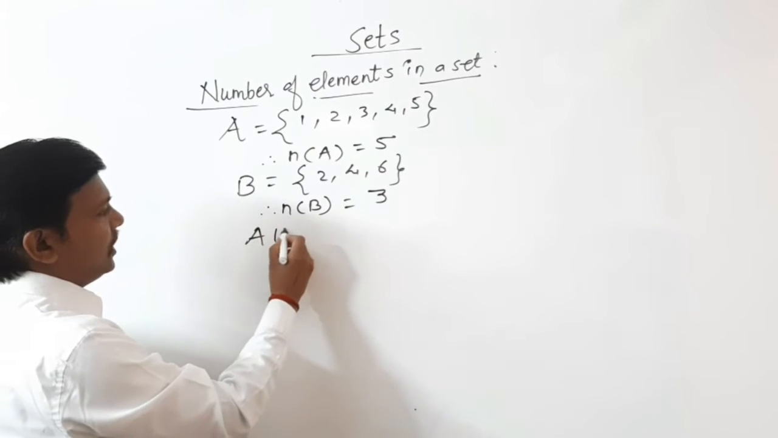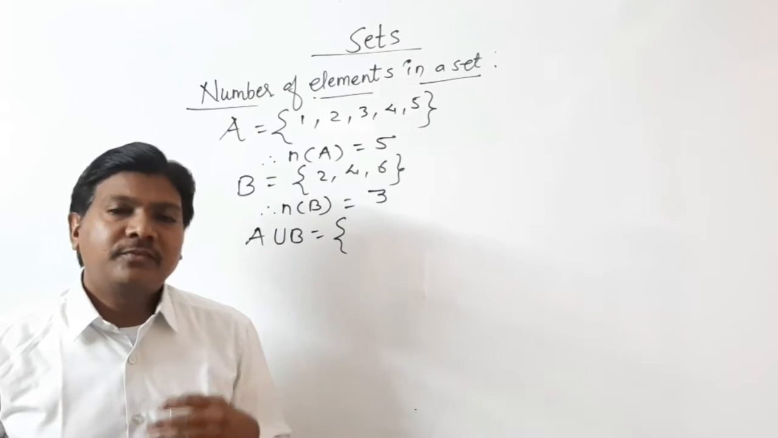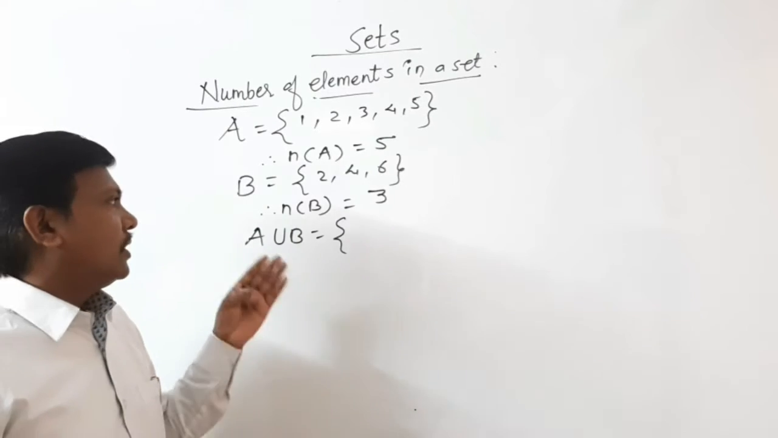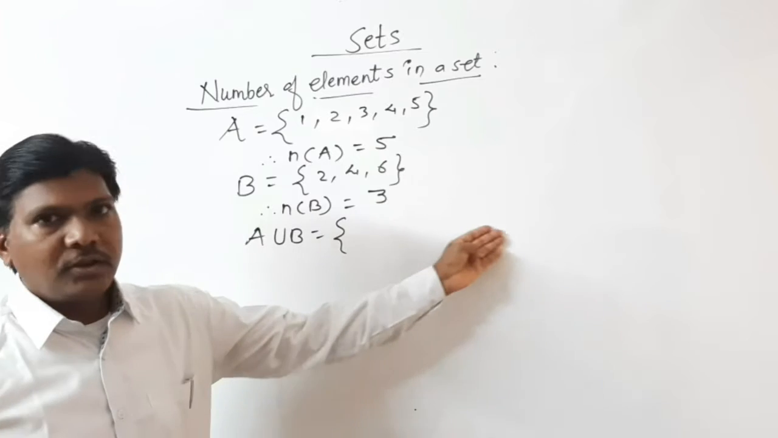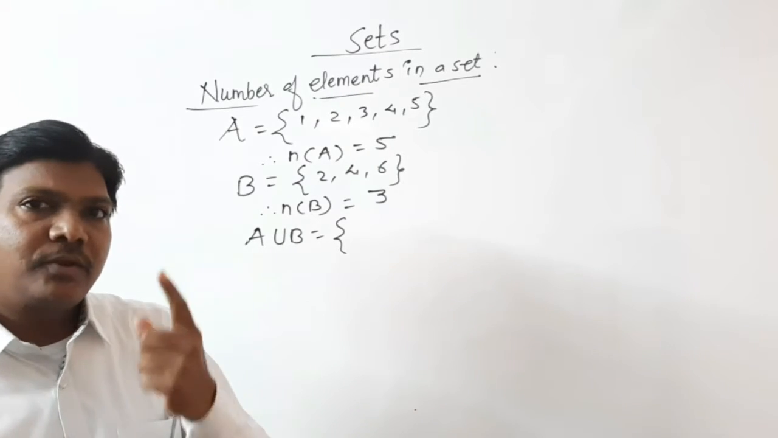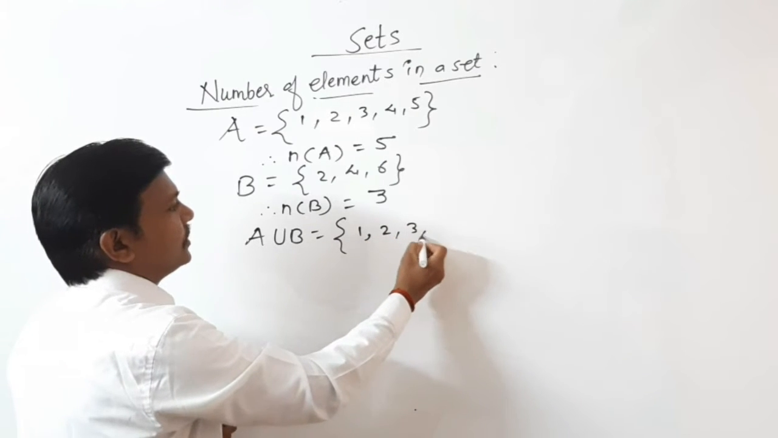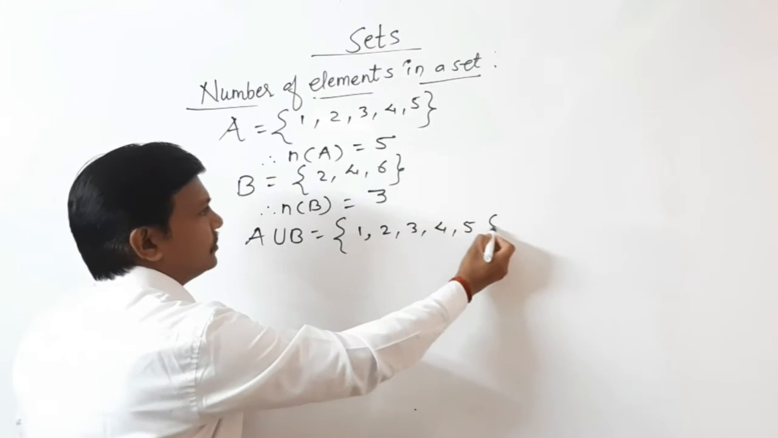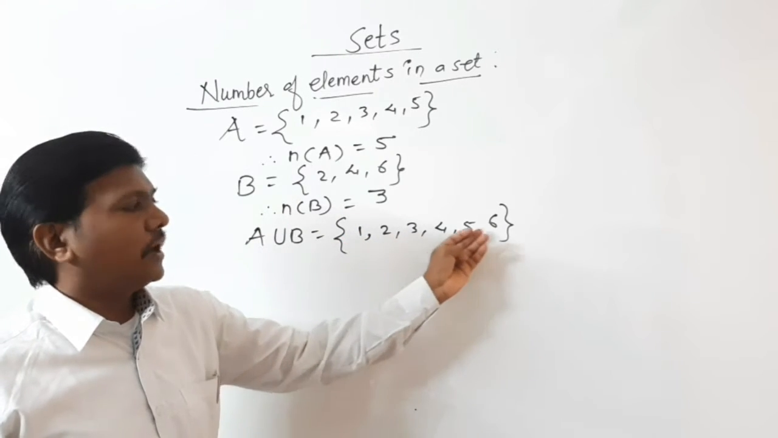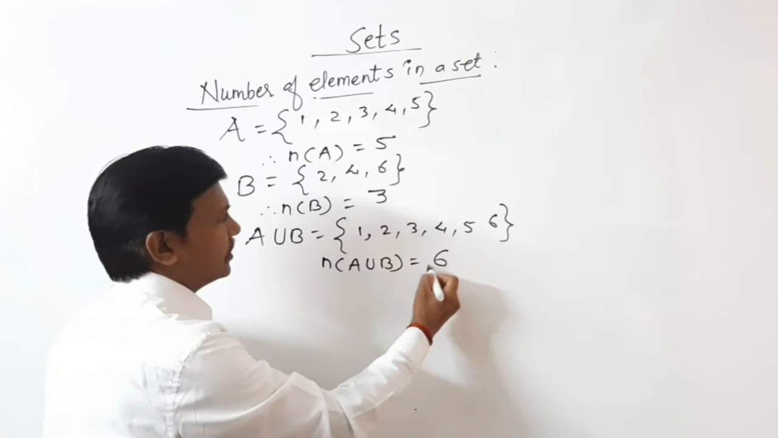Then find A union B. Students, you know A union B is a set of all x such that x belongs to A or x belongs to B. Means if x is in any set, we write it in curly brackets. If x is repeated, means the element is in both, we can write it only one time. So here we say 1, 2, 3, 4, 5 and then 6. So A union B is {1, 2, 3, 4, 5, 6}. So number of elements in A union B is 6.